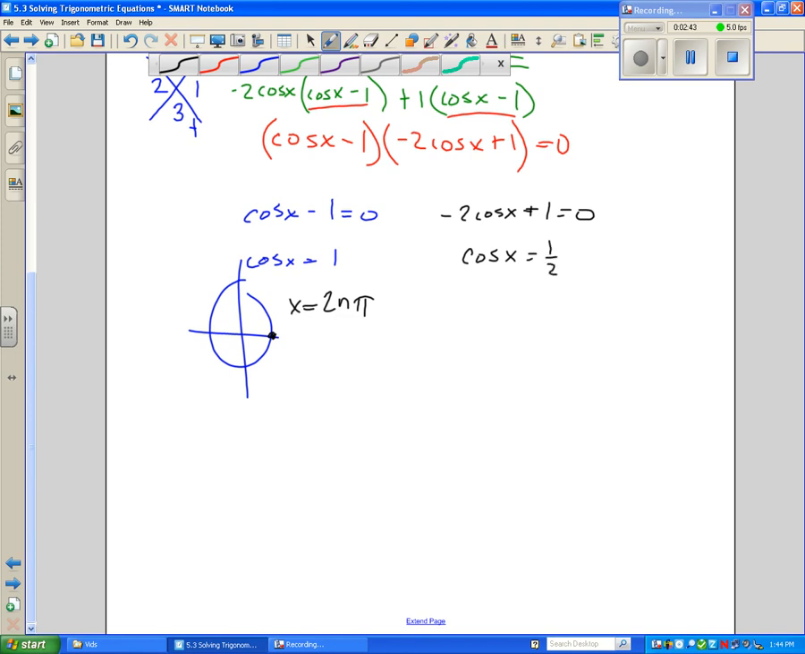We're looking on the unit circle for where cosine is 1/2. Cosine is the x value. Cosine is 1/2 here and here. There is no pattern to get quickly between those two values, so this angle is pi over 3, and this angle is 5 pi over 3, so we have x equal to pi over 3 and x equal to 5 pi over 3. Once again, there is no shortcut to get between the two of them, so we have to say 2n pi.